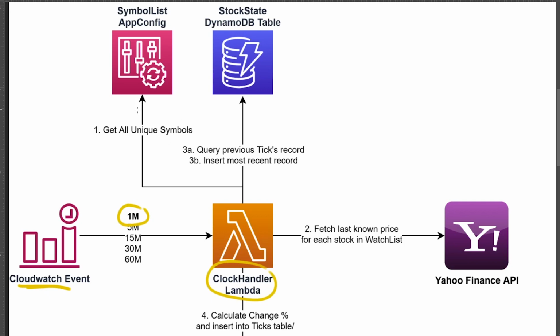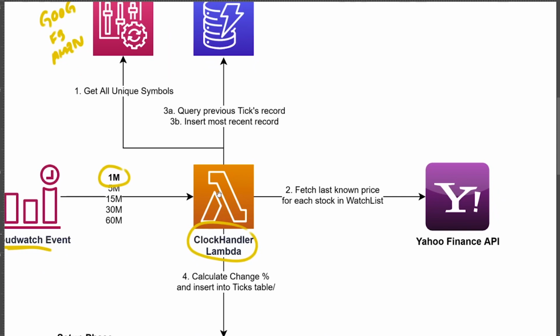So this AppConfig is just a configuration service that helps you store, retrieve and deploy application configuration very efficiently. It also lets you have rollback alarms and stuff too, which is pretty cool. Anyways, this thing is going to store an array list of things like GOOG for Google, FB for Facebook, AMZN for Amazon. Those are just the first three that I could think of here. So they're going to get all these unique symbols. This is going to be a registry of symbols that are registered in my application. So now I have an array list in this clock handler lambda.